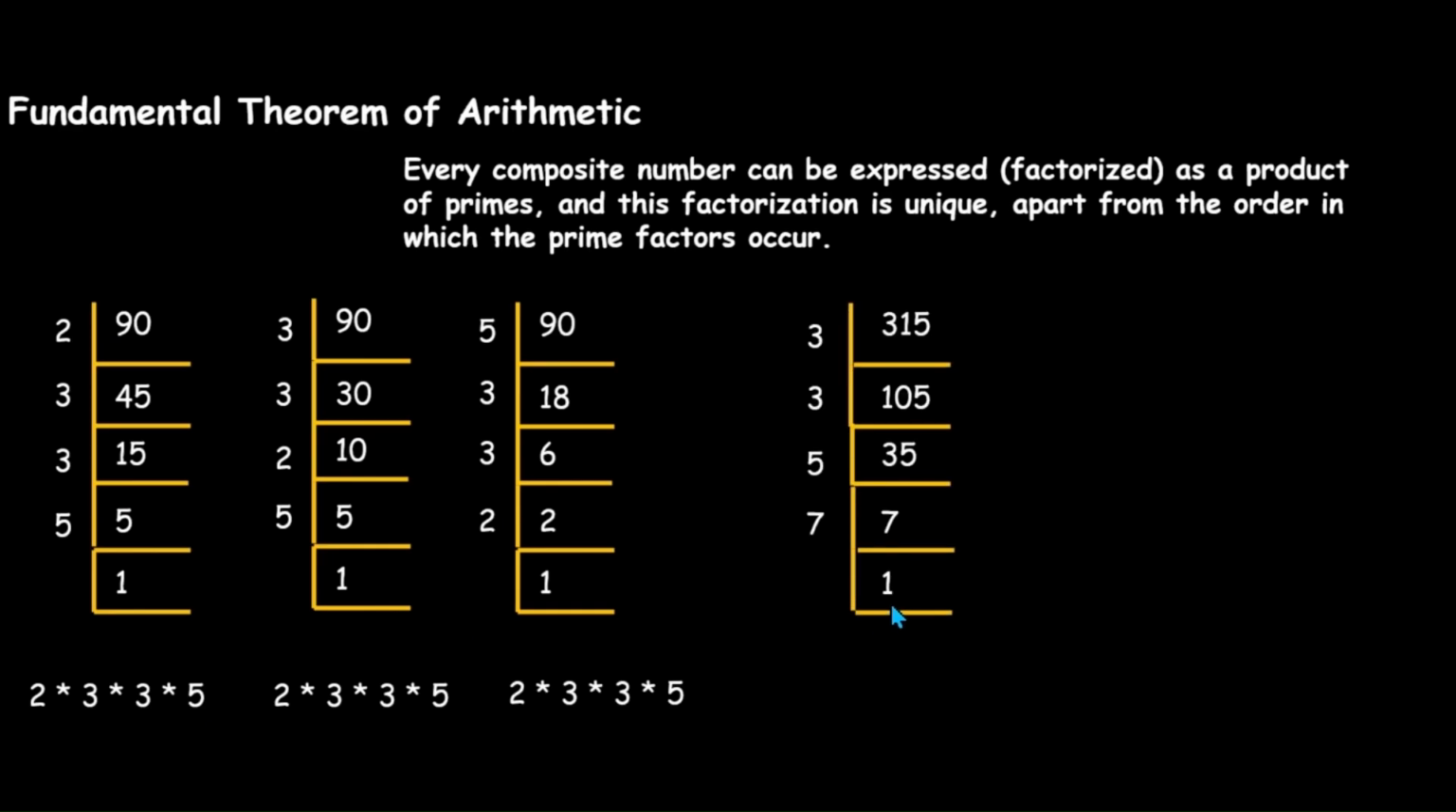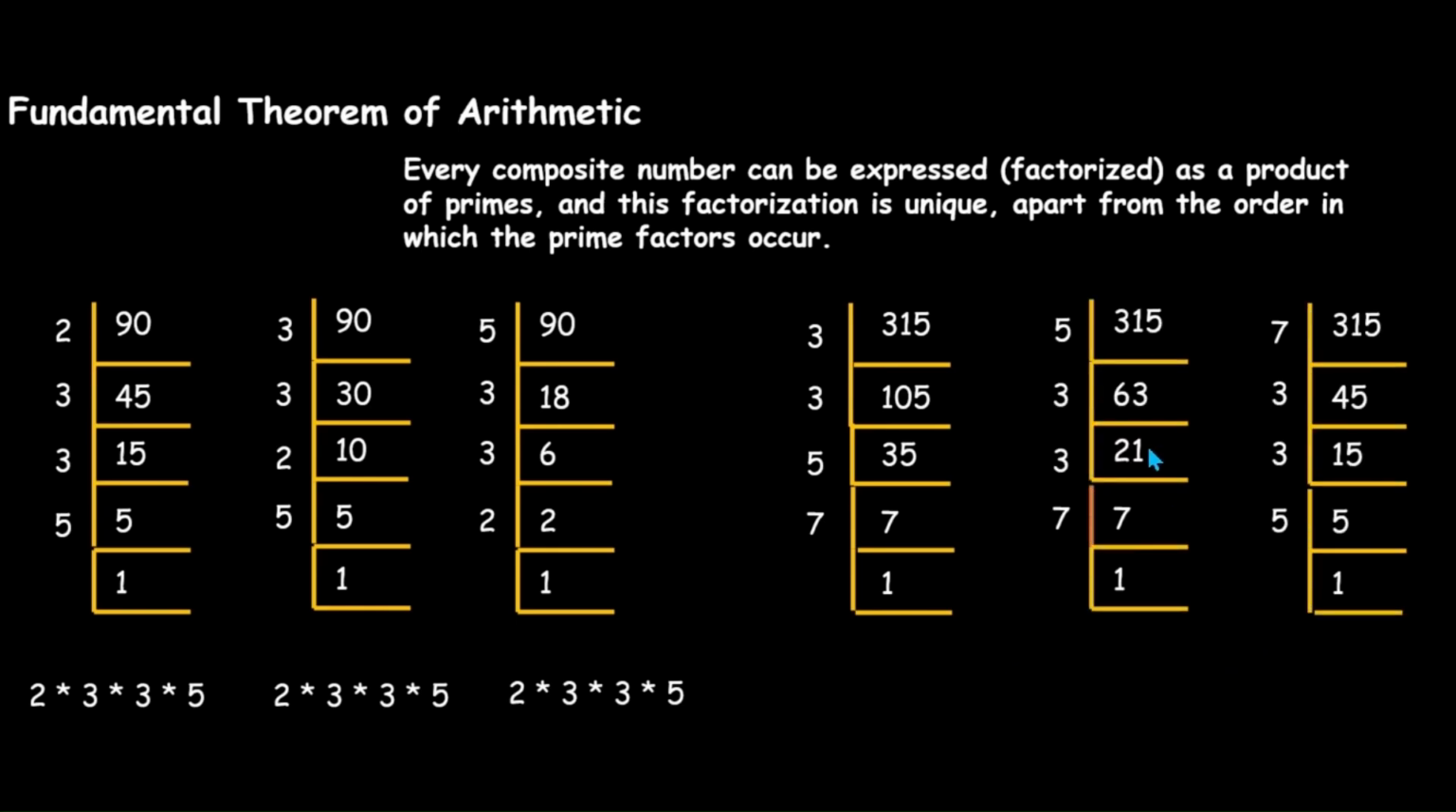Now let's pick up another number, 315. We can start with 3 and we get a combination of 3, 3, 5, 7 as the prime factors. And we can also do it in two other ways. We can start with 5 and 7 and we get 5, 3, 3, 7 or 7, 3, 3, 5. But if we write them in order, all of them are unique in the sense that they all are 3, 3, 5, 7.